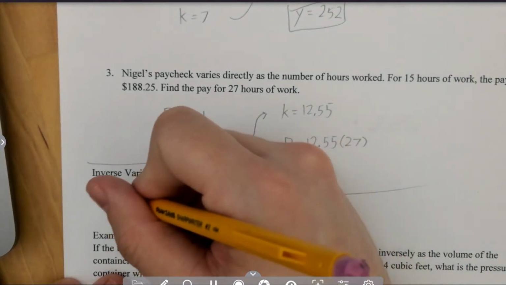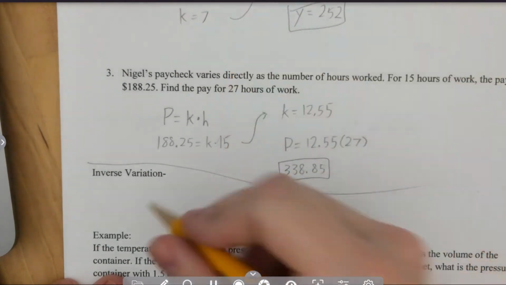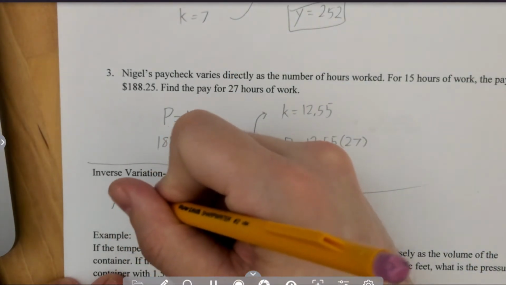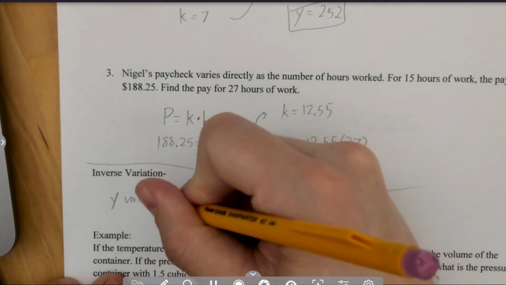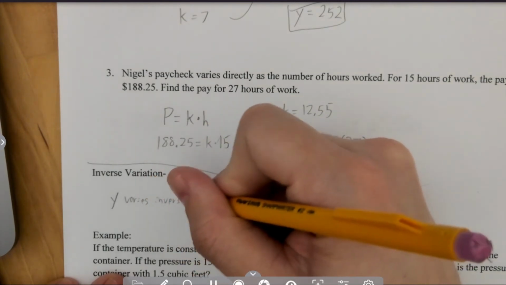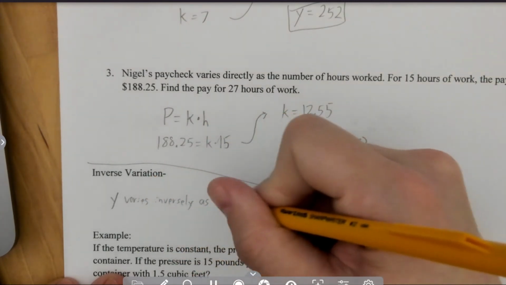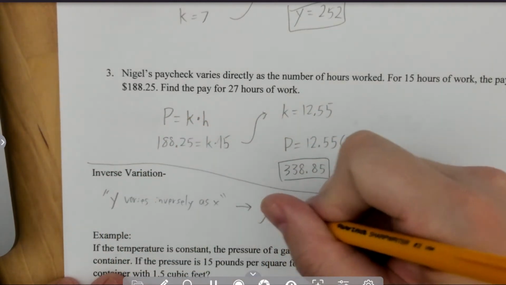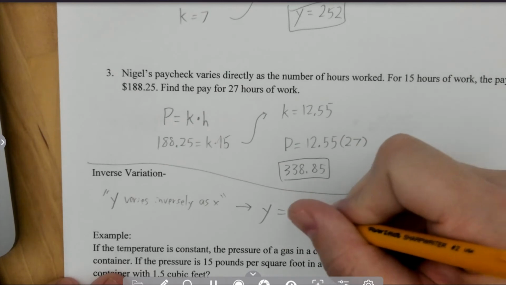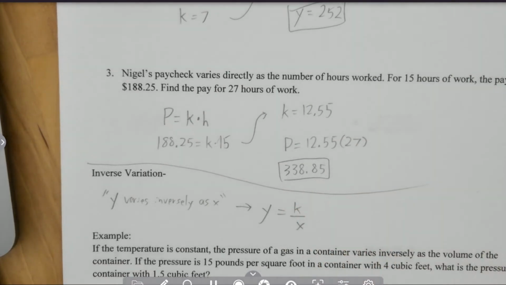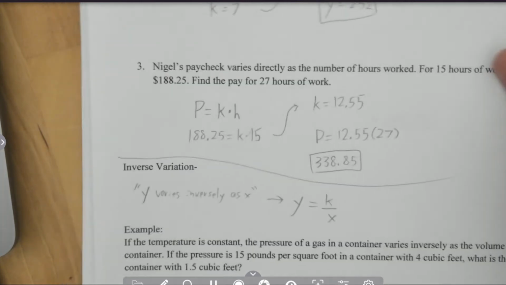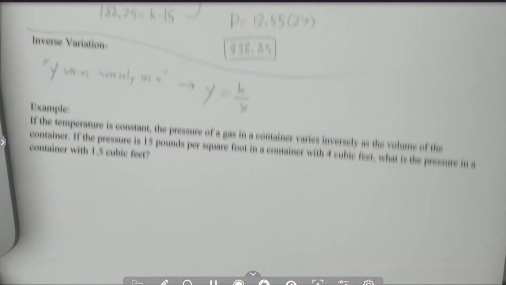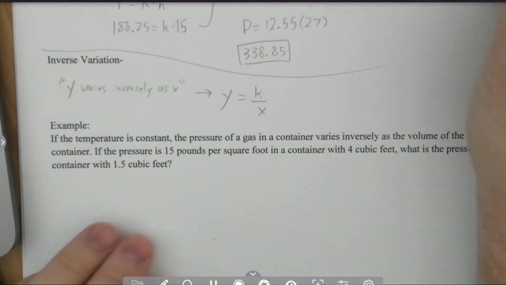All right, inverse variation. If I say that y varies inversely as x, what that means is that y still equals k, but now it's divided by x. So instead of the x multiplying k, the x is now dividing k. And all the other steps remain the same. It's just a matter of doing the word problems.